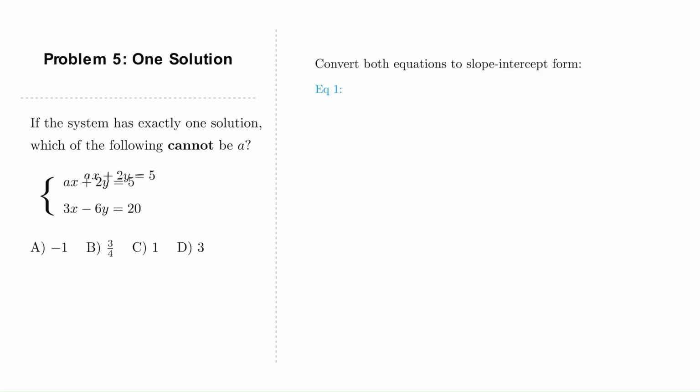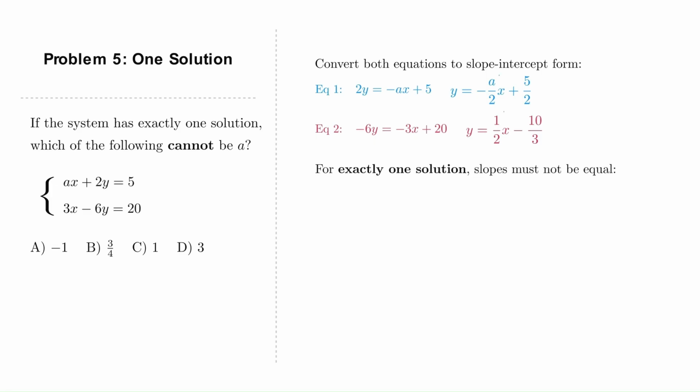Start with the first equation, subtract x from both sides of the equation, then divide by 2. Similar steps for the second equation. Subtract 3x on both sides, then divide by -6. Since the system must have exactly one solution, the slopes of these two lines must not be equal. Solving for coefficient a, we get that a must not be equal to -1 in order for the given system to have one solution. This leaves option A to be the correct answer.